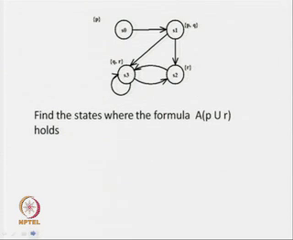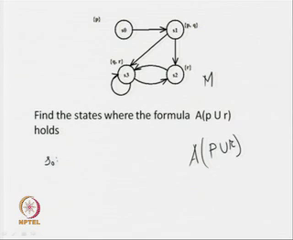Now, just look at this particular model M again, and we are concerned about this particular formula A[P until R]: P remains true until R becomes true. So again we have to see all the states. From S0 what will happen? It will go to S1. In S0 P is true, then in S1 P is true, then we get S2 where R is true. This is one execution path.